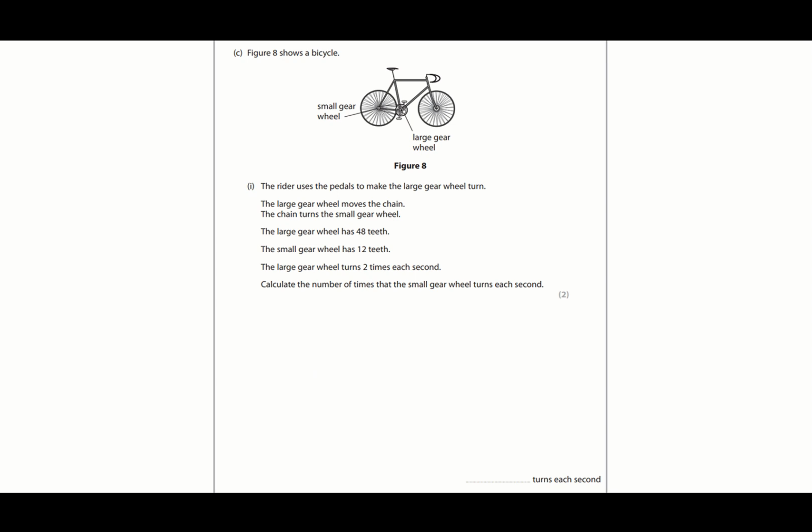Next one. Now we've got a bike. We've got a small gear over here and a big gear over there. The rider uses the pedals to make the large gear turn. The large gear is 48, the small gear is 12, and the large gear turns 2 times each second. So we know that the small gear next to it is going to have a higher rate of rotation.